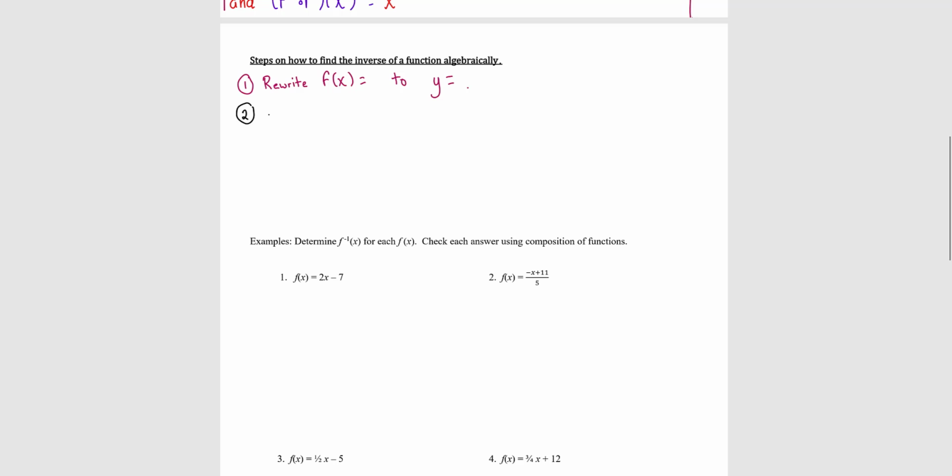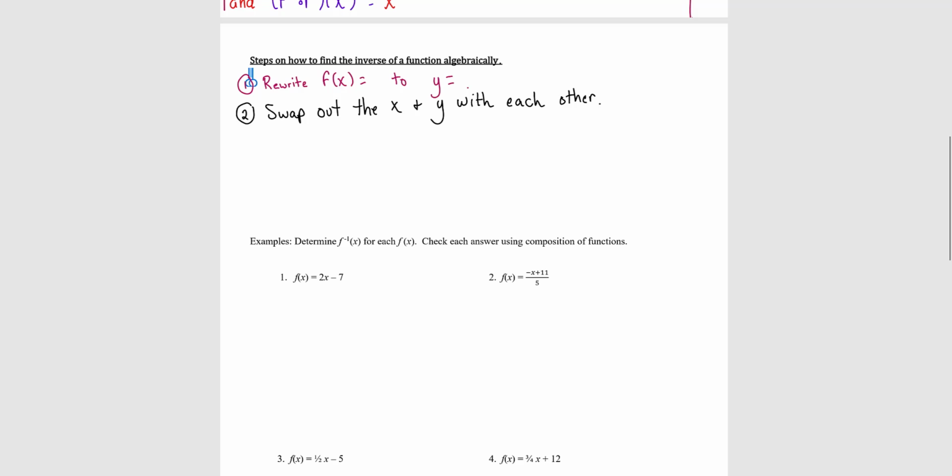Step two, we're going to swap out the x and y with each other. And this goes back to what we talked about when we graphed. Inverse functions have xy's that are reversed. So that's essentially why that's happening here.